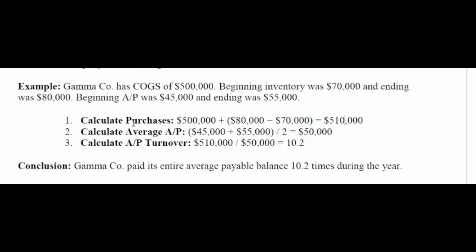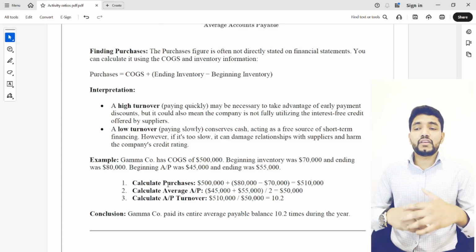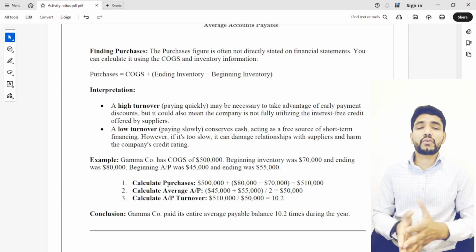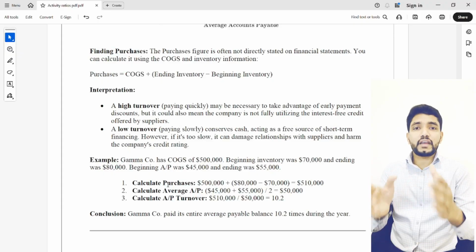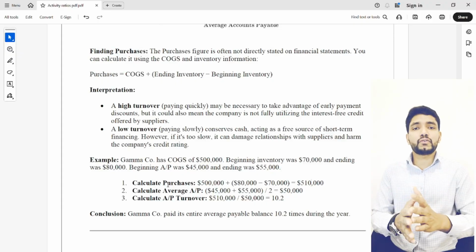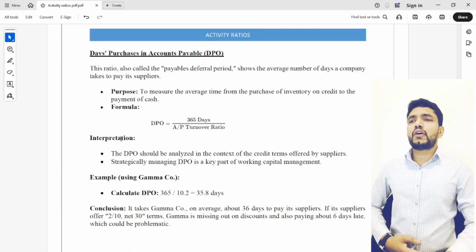How can we interpret this ratio? This company is paying its average payable balance 10.2 times during the year. If we consider a year, its total payment to its creditors is 10.2 times its account payable balance. So now we'll move into the next parameter.